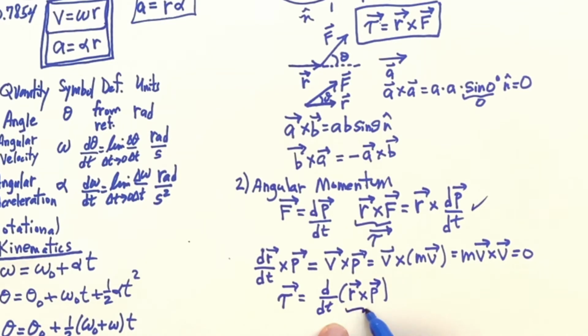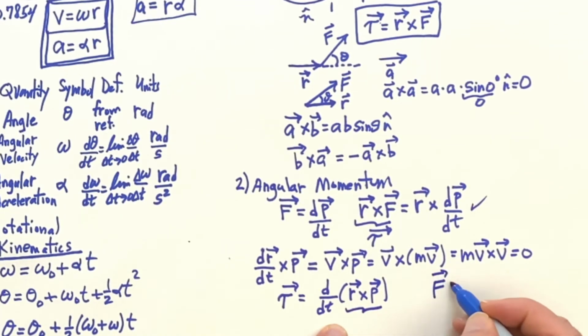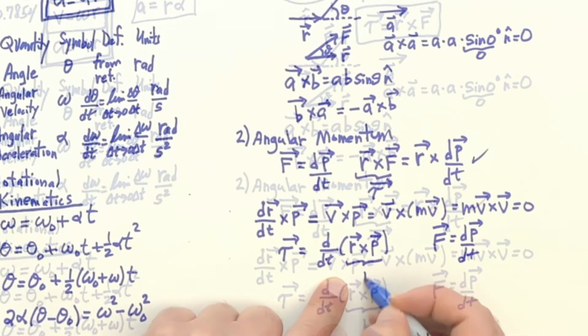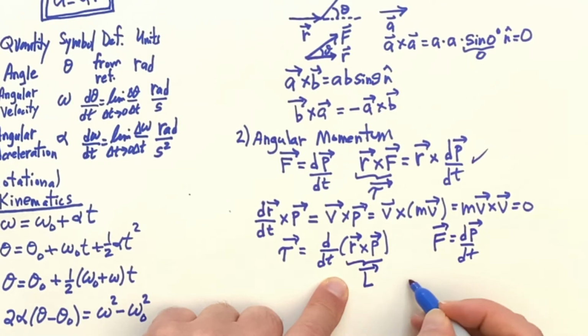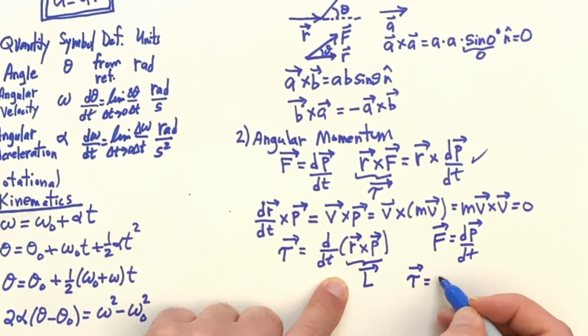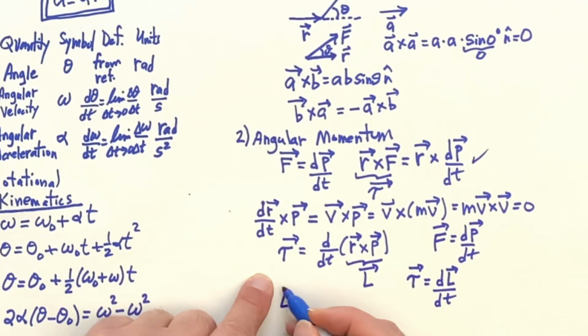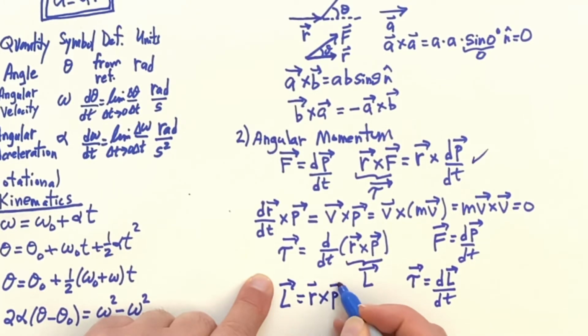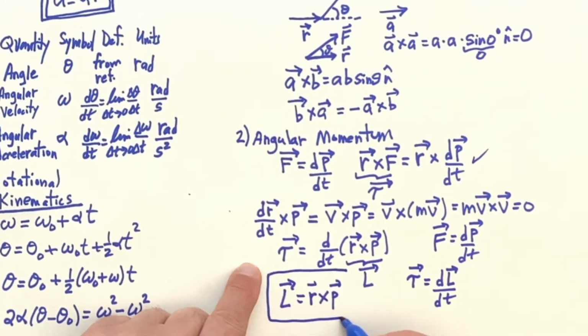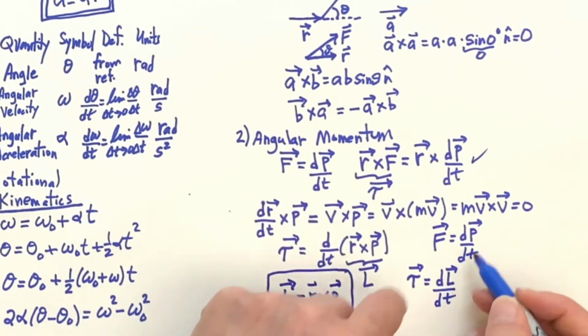And then this is analogous to momentum, because remember, F is dP/dt, and this is saying that the torque is equal to the change in some other vector quantity, where this L is r cross p, and that is called the angular momentum by analogous equation.